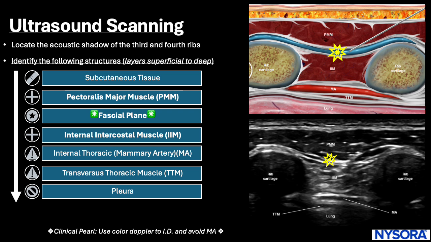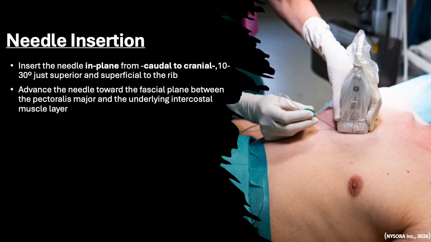This is especially important for coronary artery bypass graft surgeries, where the mammary artery is commonly harvested and used as a bypass graft conduit. Once the anatomy is identified, you're ready for needle insertion. Advance the needle with an in-plane ultrasound approach from caudal to cranial, approximately 10 to 30 degrees, keeping the needle just superior to the rib.